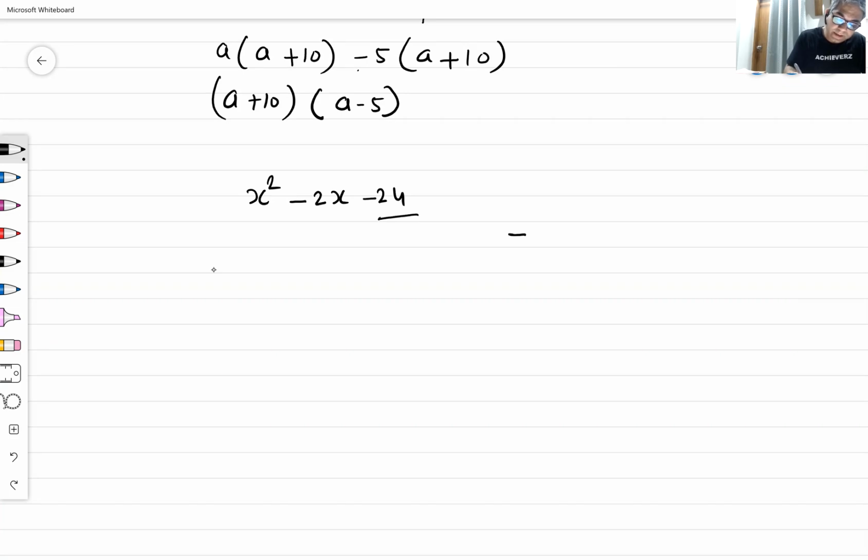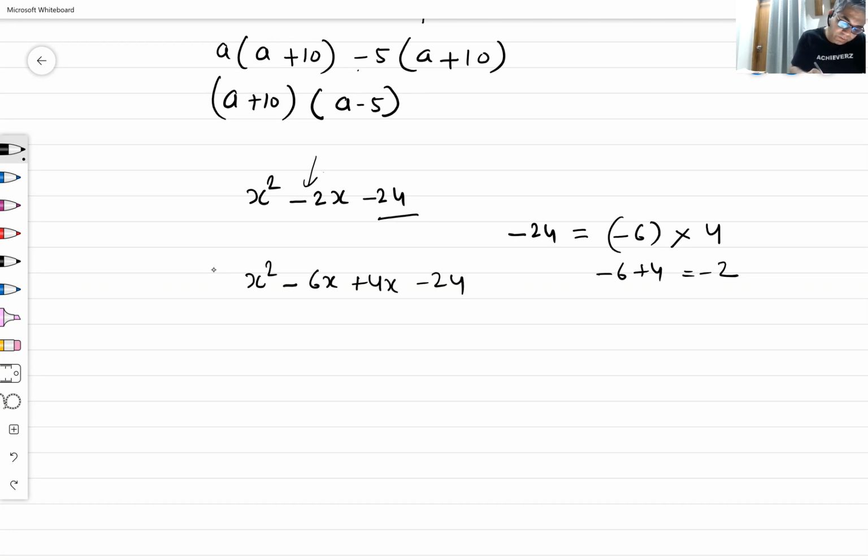Vandan, so what is this? Minus 24. So minus 24 splitting with the negative sign larger because here we have a negative sign. So minus 6 into 4. And minus 6 plus 4 gives me minus 2. So I am done with this. x square minus 6x plus 4x minus 24. So x minus 6 plus 4, x minus 6. So x minus 6 and x plus 4. Good.